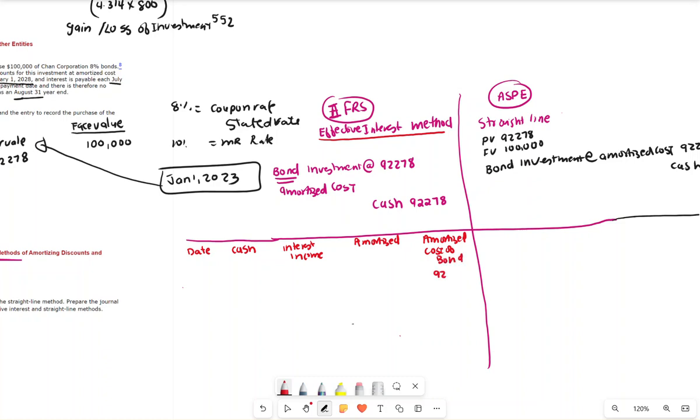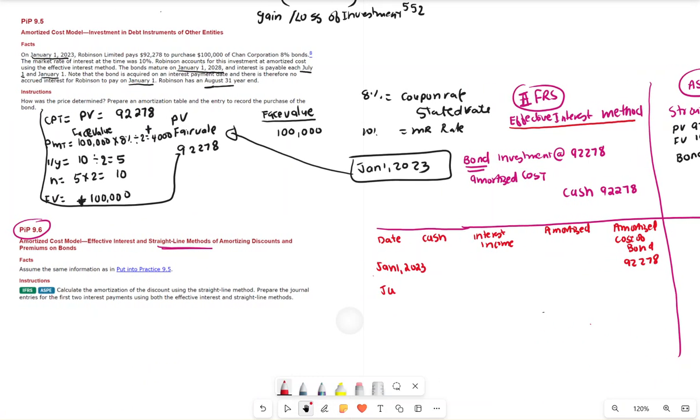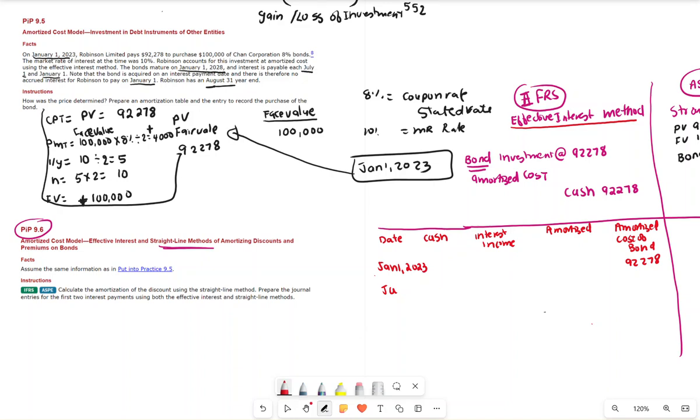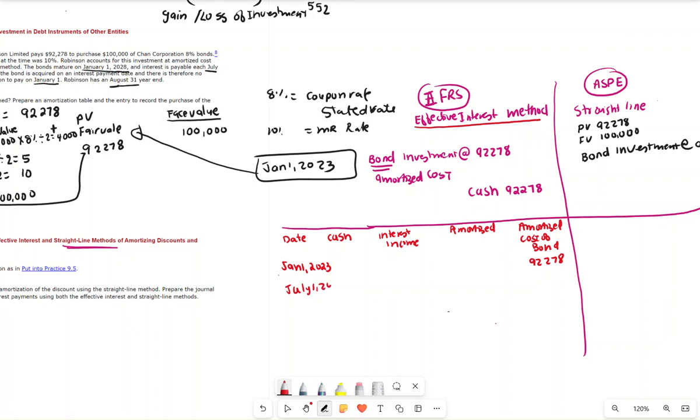So we always start with the present value, 92,278. When was that? January 1st, 2023. My next payment is, when did we get this bond? All right, my first payment is July 1st, 2023. Then I have January 1st, 2024, but before that I have an August year end, 2023. My year end falls in between. So let's complete this table, and I can explain how we calculate it.